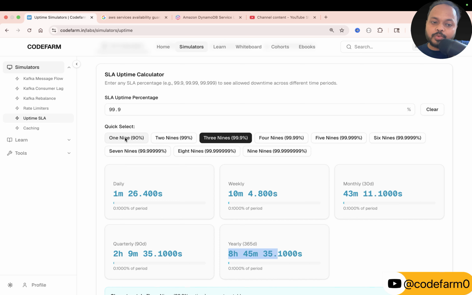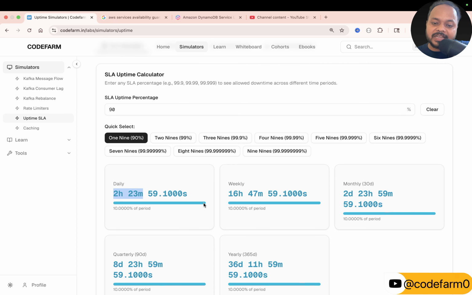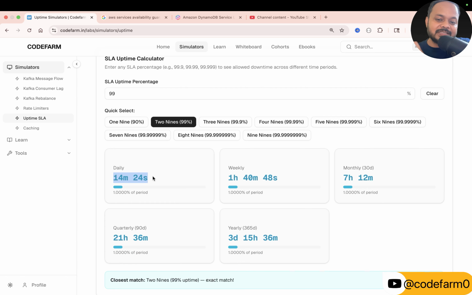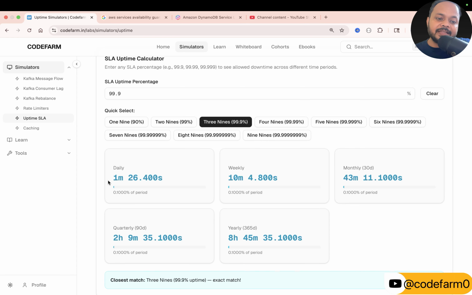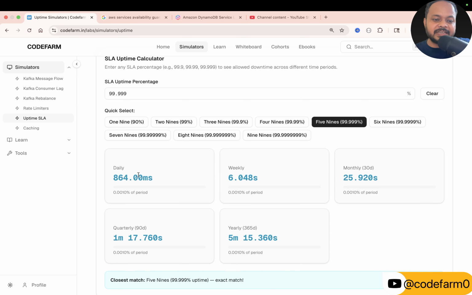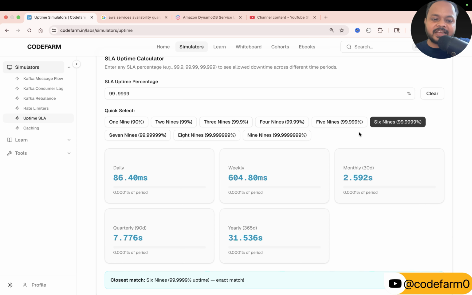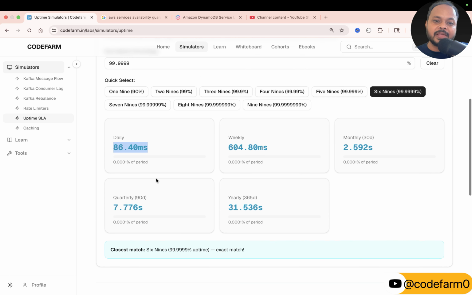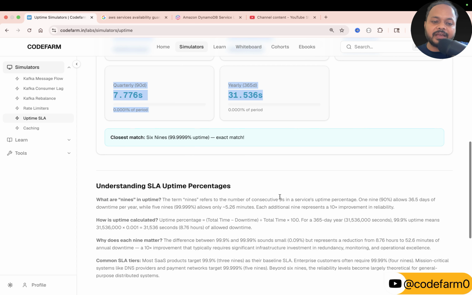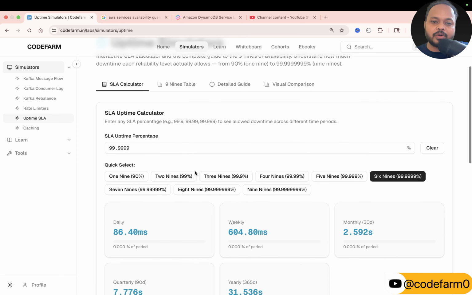Other quick selects you can do here. 1 nine, that means daily 2 hours of downtime, and the exact meanings are given here. 2 nines, that is 14 minutes. You can see the huge difference when you increase just one nine: 2 hours reduced to 14 minutes. With 3 nines it is reduced to 1 minute. With 4 nines it is reduced to seconds. With 5 nines it is reduced to milliseconds, and 6 nines reduces it further. So you can get real time, human readable meaning around this, and the knowledge gathering around SLA also.